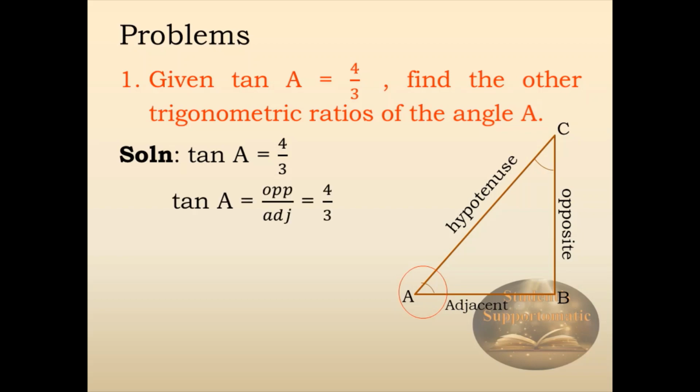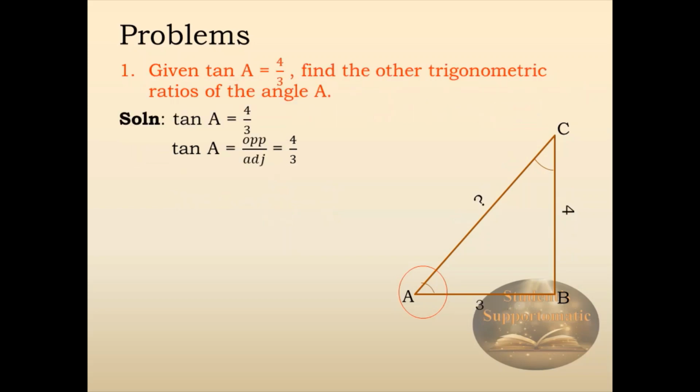Given tan A is equal to 4 by 3. So tan A is equal to opposite by adjacent. So 4 by 3 means the numerator is opposite and the denominator is adjacent. So the opposite side value is 4 and the adjacent value is 3. So we get the values of two sides, 4 and 3.